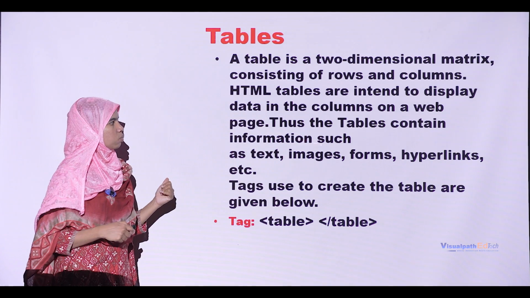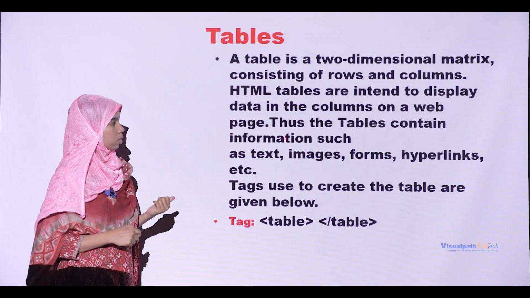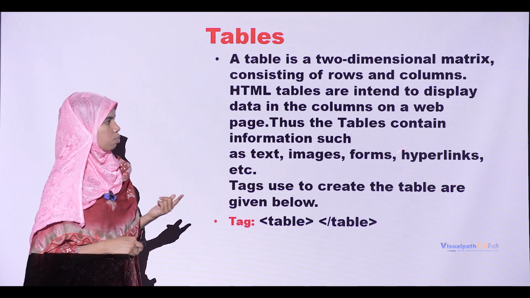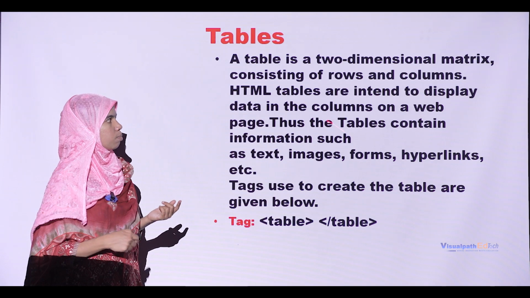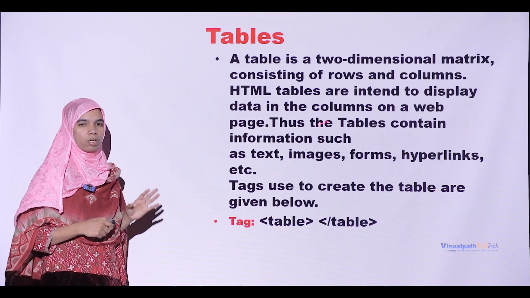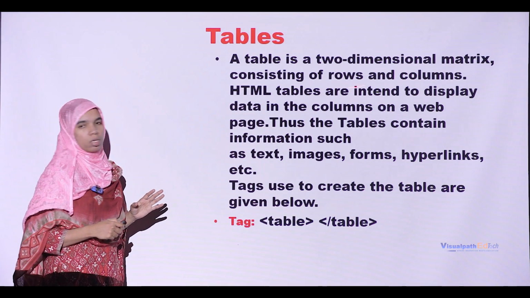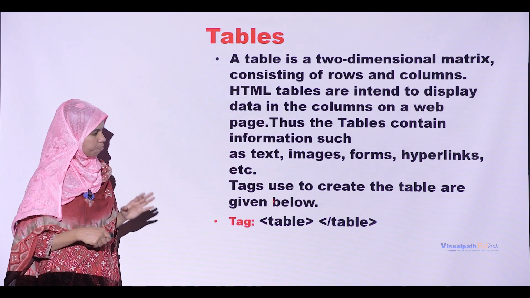So the tables can contain information in the form of textual data, images, forms, hyperlinks, etc. All this kind of information can be available for the user. It's a two-dimensional matrix in the form of rows and columns. So that's how the tables are formed in your HTML.